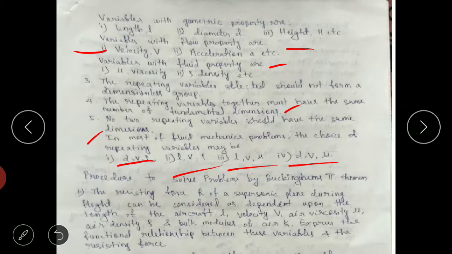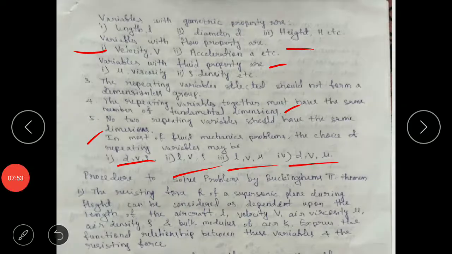If you observe closely, in the first one, d V rho, d is a geometric property, v, velocity, is the flow property, and rho is the fluid property. I hope it is clear. In the second one, L is the geometric property, which is length, v, velocity, is the flow property, and again rho is the fluid property. In the third combination, L V mu, if density is not given as a fluid property, viscosity will be given, then that has to be chosen. The fourth one is d V mu.